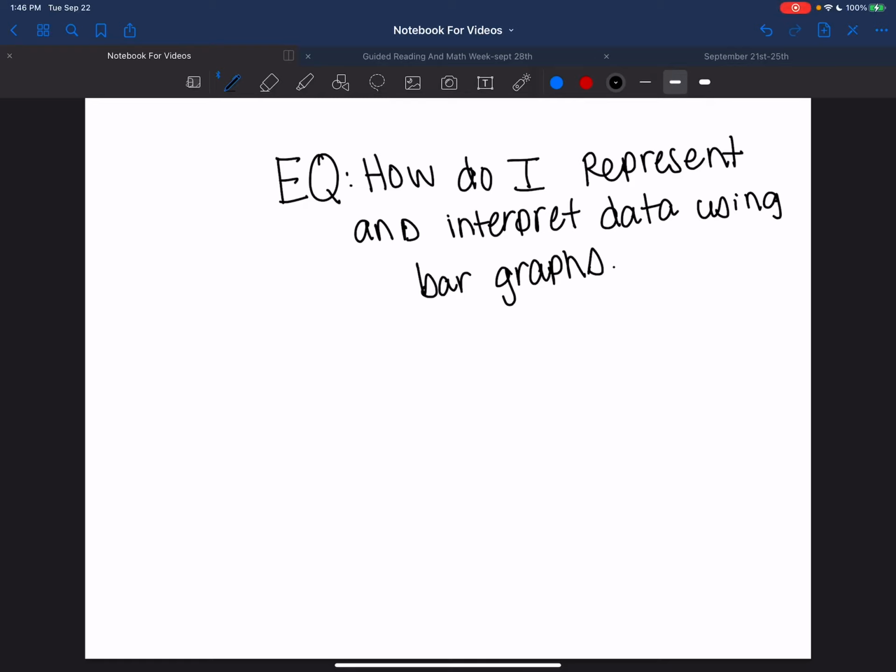Hi everyone, welcome back. Today we have spent some time talking about bar graphs and how we can represent and interpret data on the bar graph. So that is what our EQ is: How do I represent and interpret data using bar graphs?